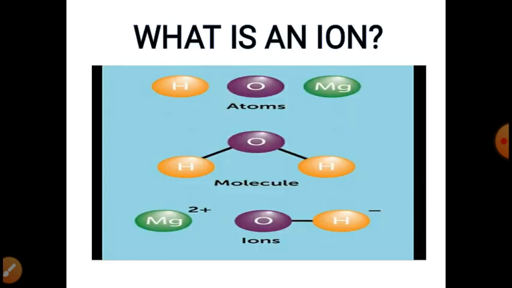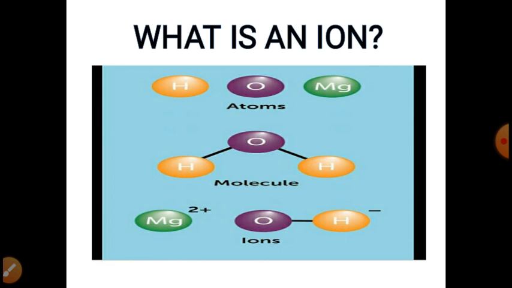Let us learn what is an ion and how is it formed. Ion is formed when an atom loses its valence electrons. Atoms, molecules, ions. The charged species are called ions, or we can say an ion is a charged particle and can be negatively charged or positively charged. Take for example sodium chloride NaCl. Its constituent particles are positively charged sodium ions and negatively charged chloride ions.